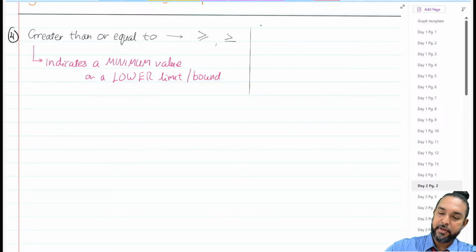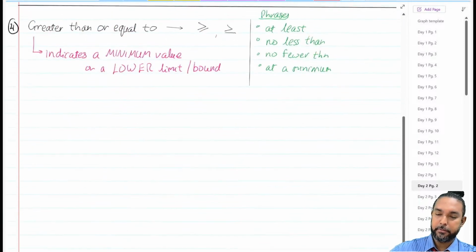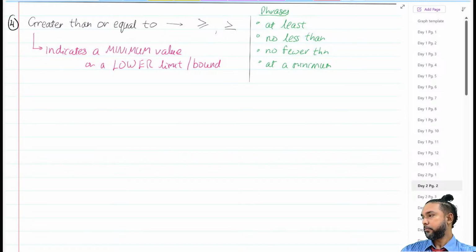Right, so we have some phrases here as well. All right, so we have at least. No less than. No fewer than. At a minimum. Okay. So let's hold on. Let me just see what I did up here. I did a blue and orange. Okay, cool. I'll do that too.